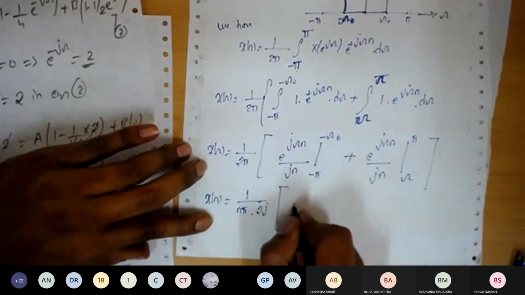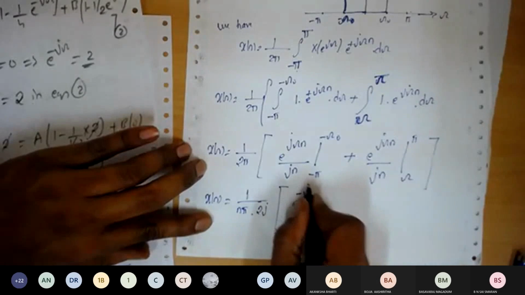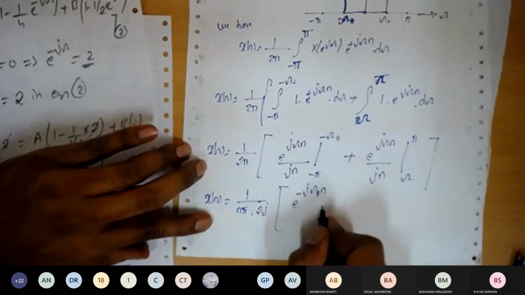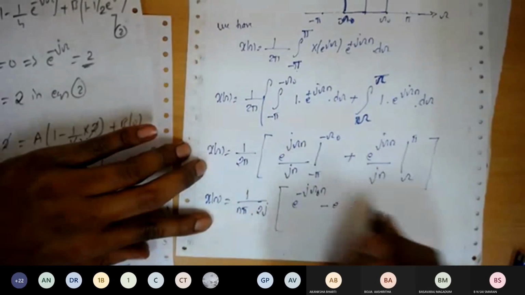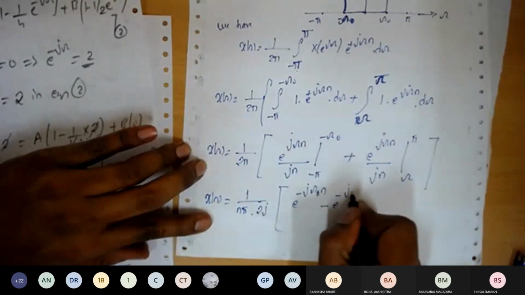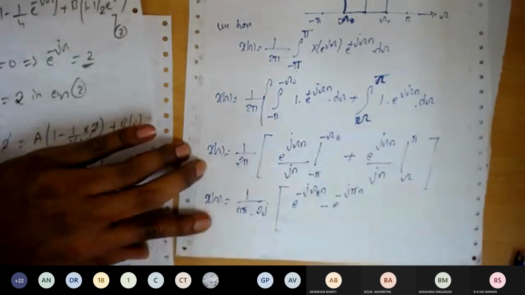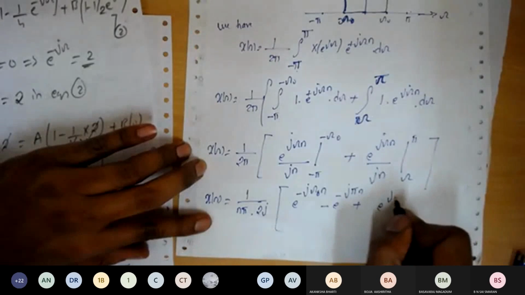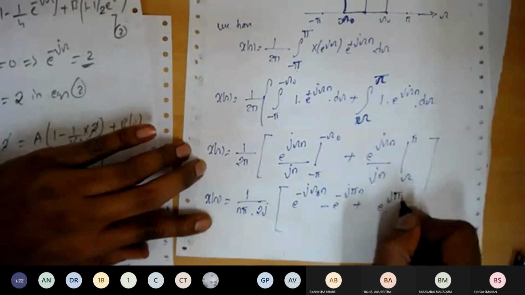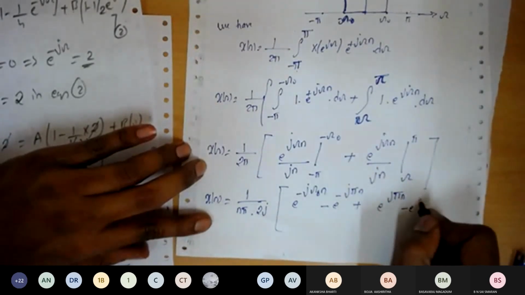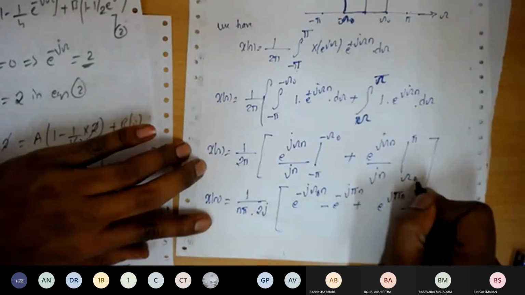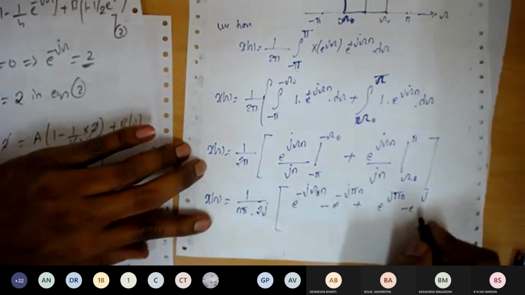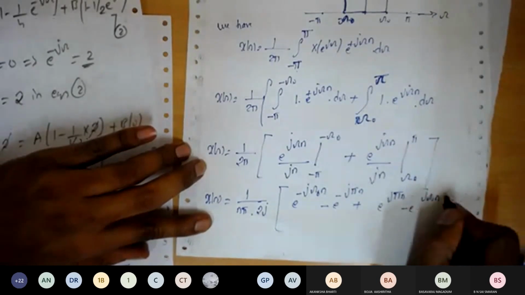Let us apply these limits. The upper limit is minus omega naught, so e to the power of minus j omega naught into n. In place of omega, we substitute this one, minus e to the power of, the lower limit is minus pi, minus j pi into n. Plus this one is e to the power of j, the upper limit is pi here, so pi into n, minus the lower limit, e to the power of j omega naught. Sorry, this is omega naught, so just make the correction. So e to the power of j omega naught into n.